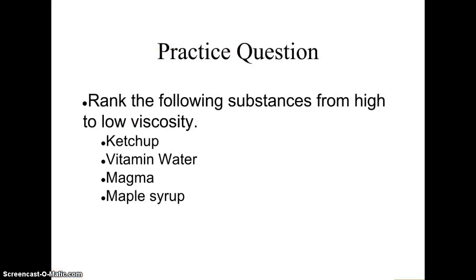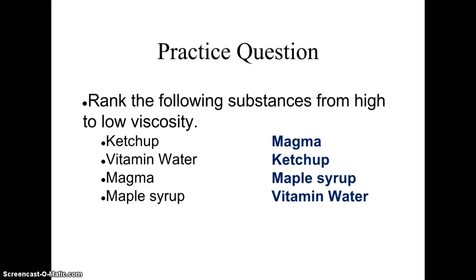So if you were to just rank the following from high to low viscosity: a thing of ketchup, vitamin water, magma, and maple syrup. Which one do you think would be the highest viscosity, meaning the thickest? Think about that for a second. So first, the thickest would be magma, then probably ketchup, then maple syrup, and then vitamin water.